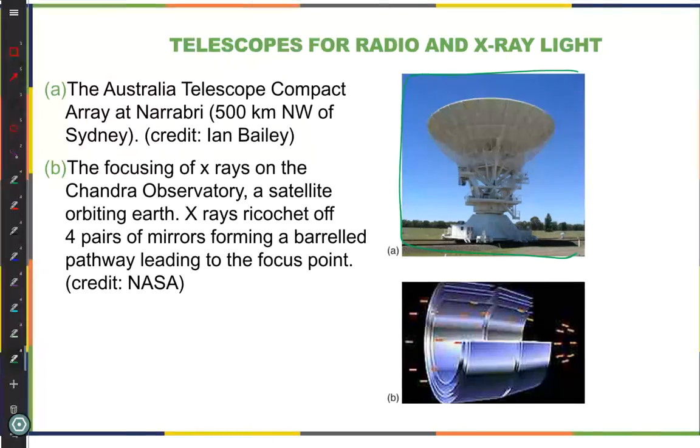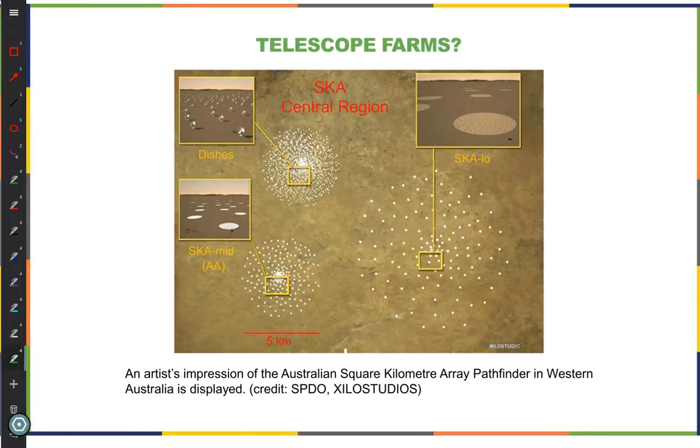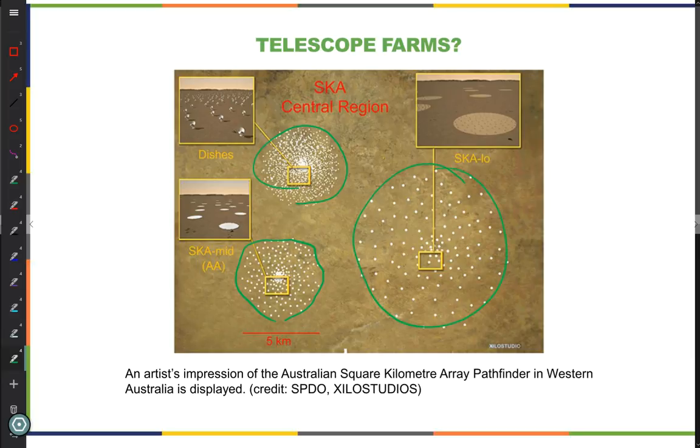Now, this picture here goes with the next slide, a telescope farm. This isn't an actual picture. This is an artist's impression of what the telescope farm looks like. But they have telescopes that are spread out. What would the point of that be? It seems bizarre to me. Okay, thank you for nodding and saying, yes, that seems bizarre.